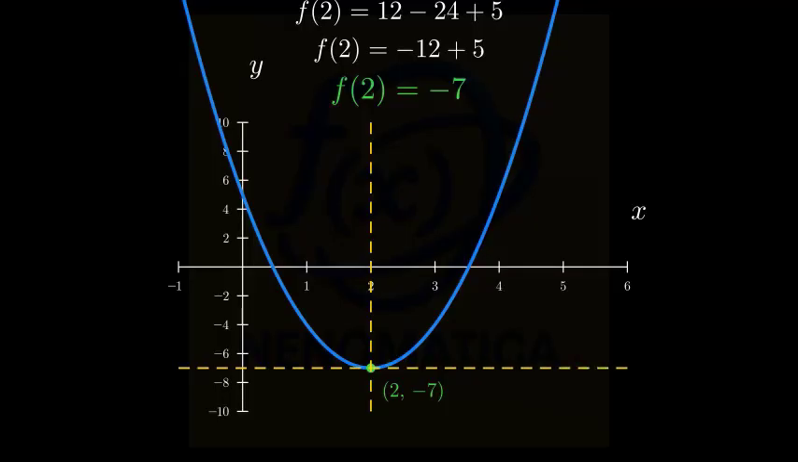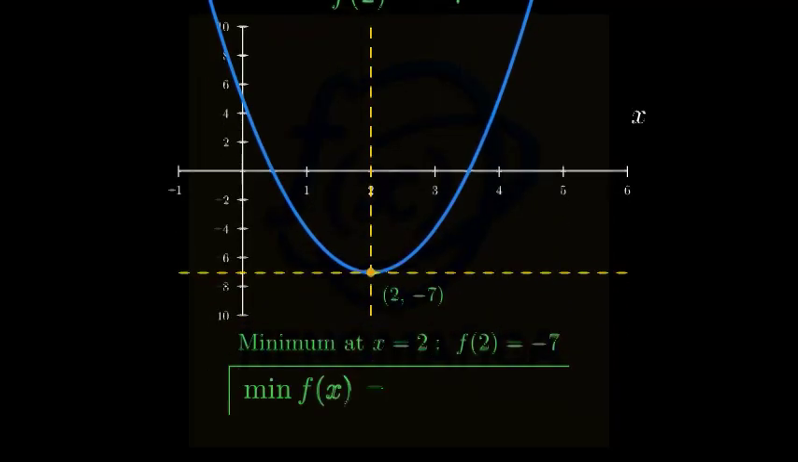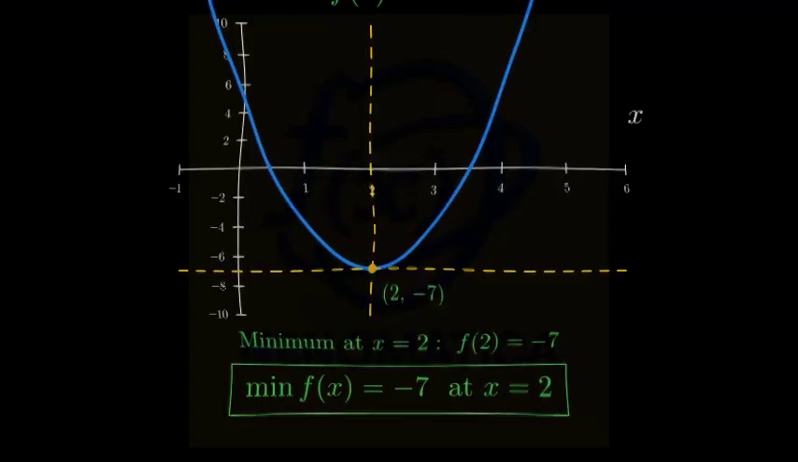Watch a point sliding along the curve toward the vertex, the lowest point. This confirms the minimum value is negative 7 at x equals 2. Final answer. The minimum value of the function is negative 7 at x equals 2.